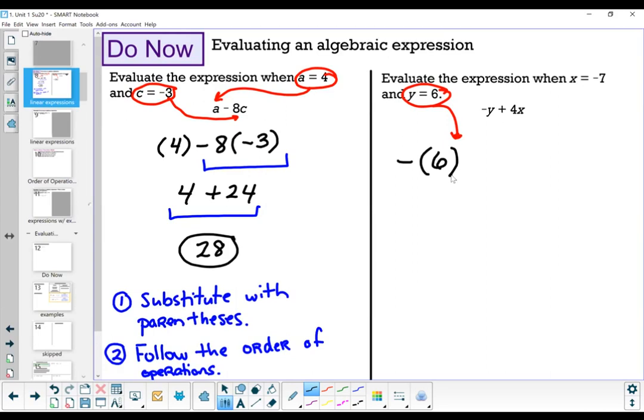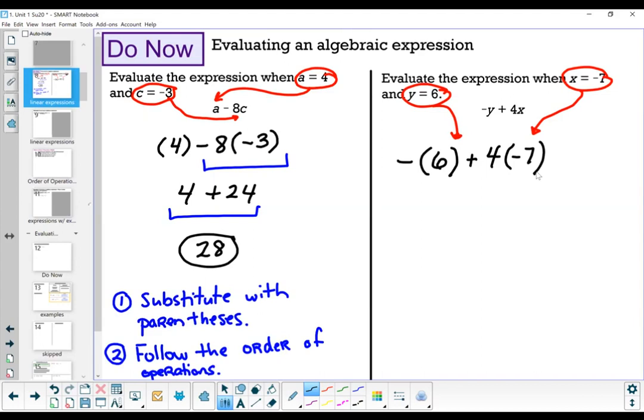Then we have plus 4, and then parentheses because now we're replacing x. And then in parentheses, I'm going to put -7. All right, so don't give me lazy algebra. I see lazy algebra oftentimes and people don't want to put the parentheses. Don't give me lazy algebra. Put the parentheses there, all right?